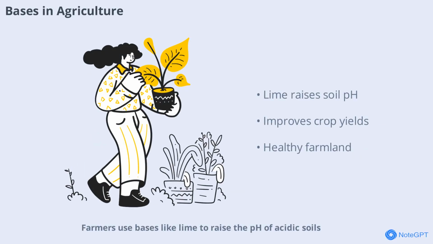Farmers use bases like lime to raise the pH of acidic soils, making them more suitable for crops. This process, called liming, helps improve soil structure and nutrient availability. By balancing soil pH, farmers can boost crop yields and maintain healthy farmland. It's another example of how chemistry supports our food supply.